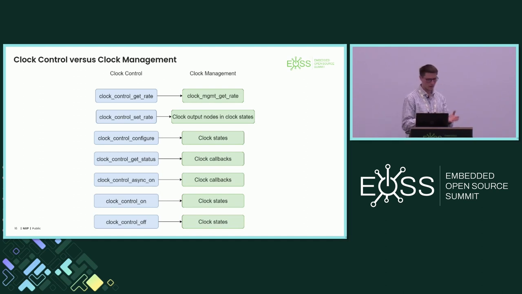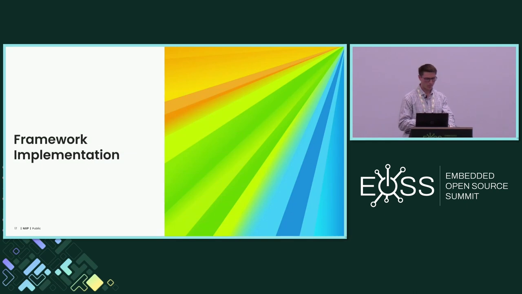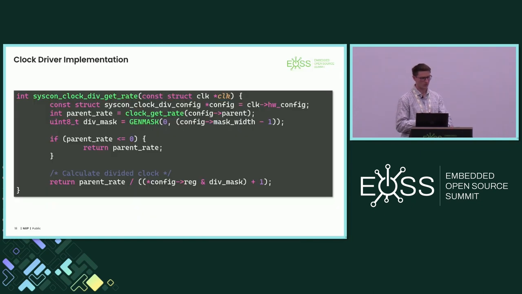Clock control on and off both, I think, can be dealt with via these clock states. This idea of a gate is now described as a clock node with a one or a zero to say this is going to be on or this is going to be off in this configuration. So now let's look a little bit at how the framework would be implemented and what that would look like. I wanted to quickly walk through how these nodes would be implemented to give you an idea of the implementation for one of these node drivers.